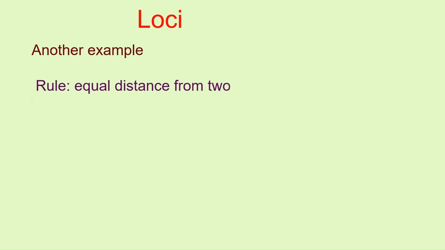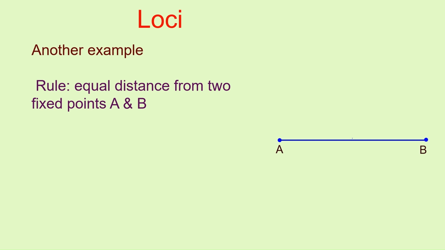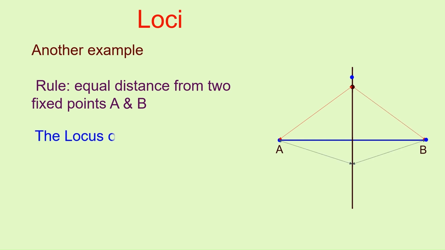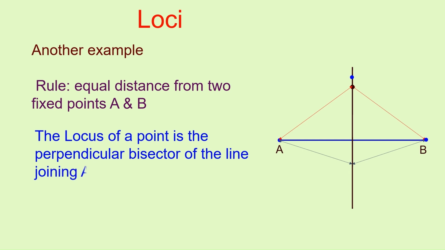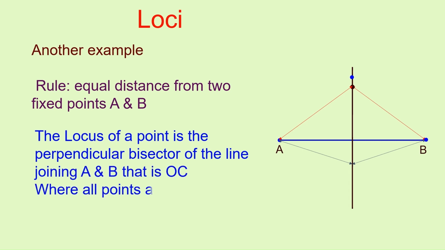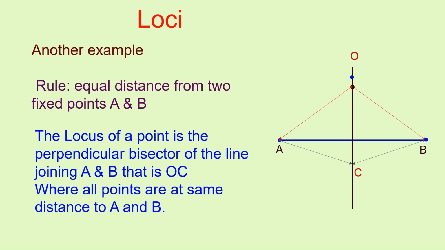Another example. Rule: equal distance from two fixed points, A and B. The locus of a point is the perpendicular bisector of the line joining A and B, that is OC, where all points are at the same distance from A and B.